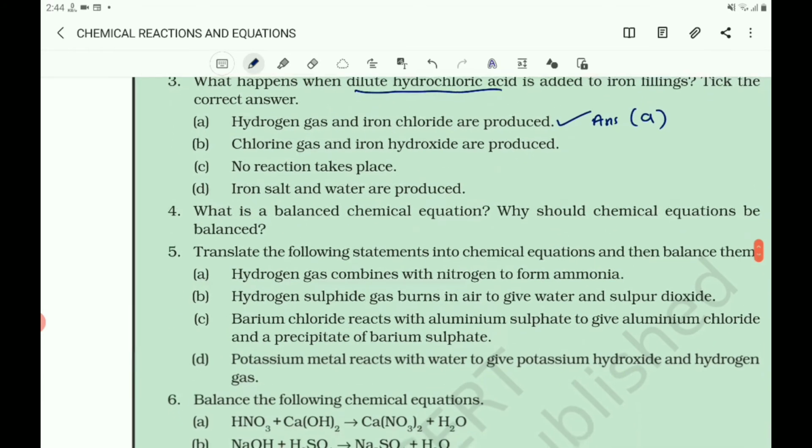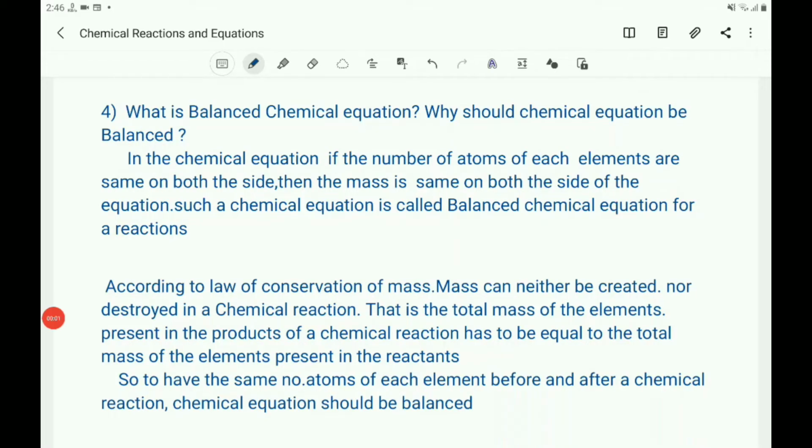Now the next question is, what is balanced chemical equation? Why should chemical equations be balanced? Read the fourth question once again. In the chemical equation, if the number of atoms of each element are same on both the sides, then the mass is same on both the sides of the equation. Such a chemical equation is called balanced chemical equation for a reaction.